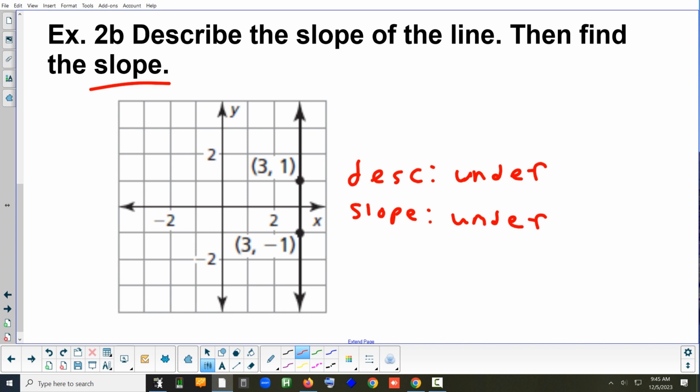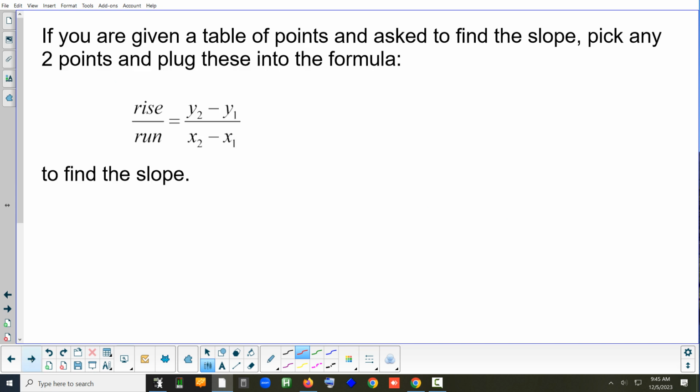All right, so let's try one where they're going to give us a table. Okay, so this is the same. I don't think I wrote down a spot for you guys to do this because you already have it in your guided notes. But keep in mind, that's the formula we're going to have to use in the next 2 problems, because they're not going to give us a picture.